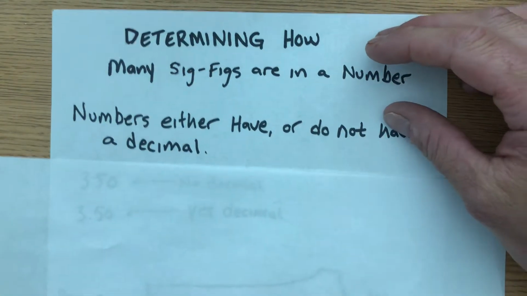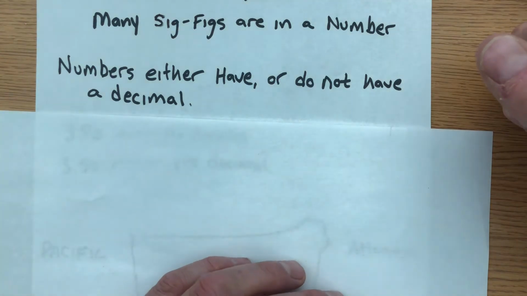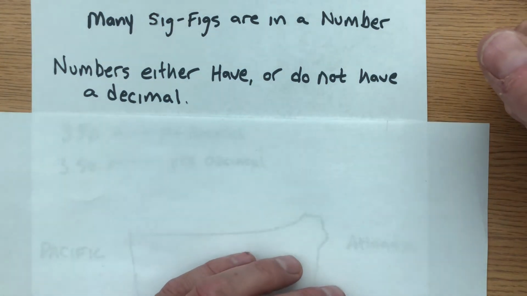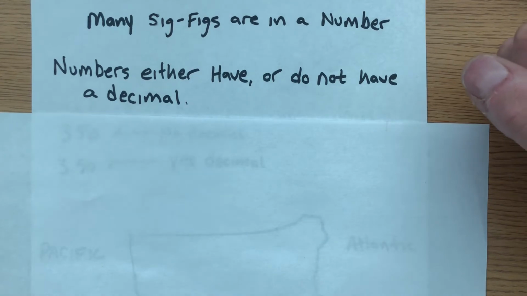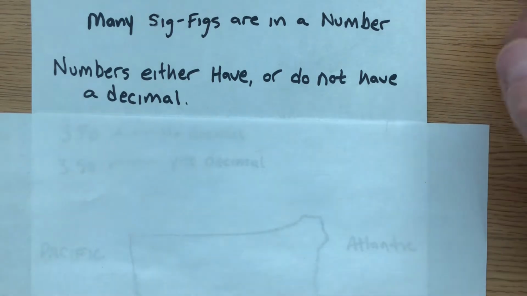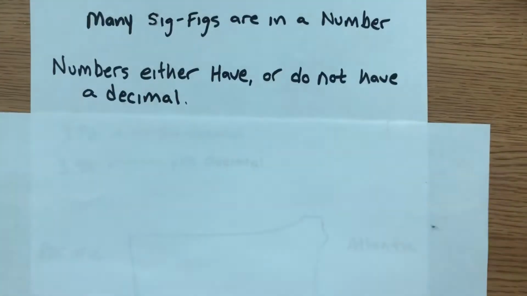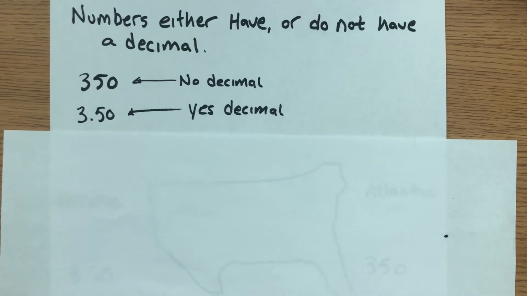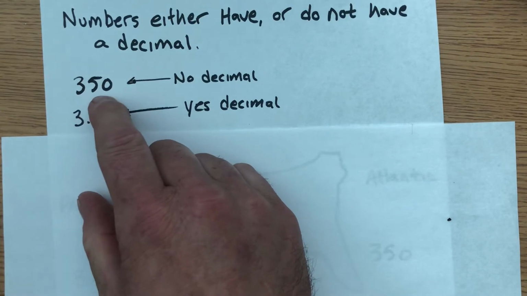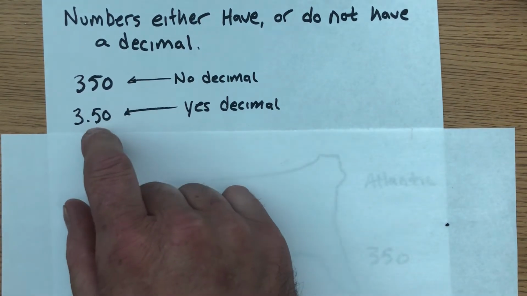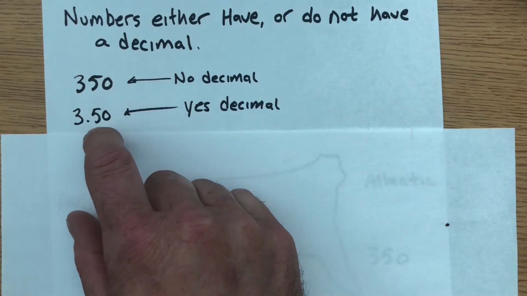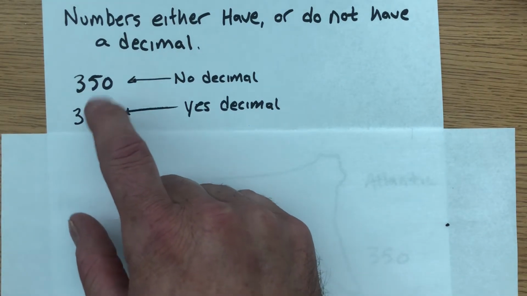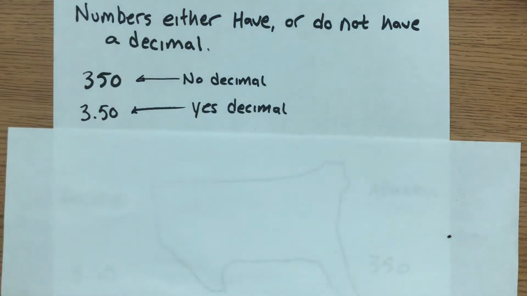The thing to remember about numbers is that they either have or do not have a decimal place. Typically measurements will have decimal places and counted numbers will not, but that's not always true, as it turns out. Let's look at a couple of examples. Here are two different numbers, 350 and 3.50. 350 does not have a decimal place, and 3.50 does have a decimal place. Identifying which numbers have decimals versus which ones don't is not the hard part of this. I wish it was that easy the whole time.